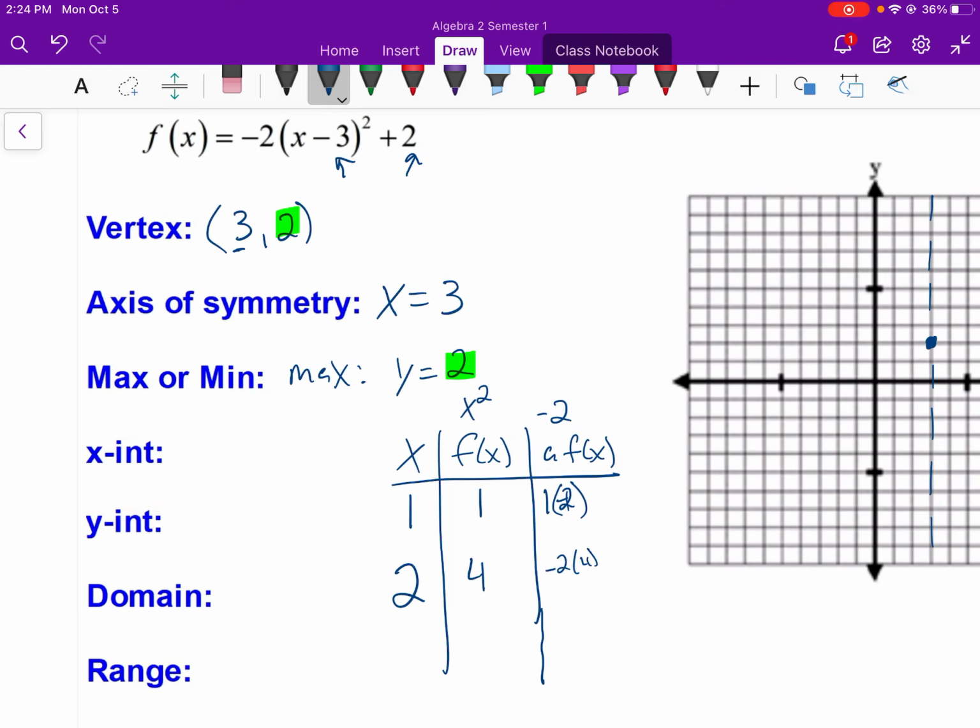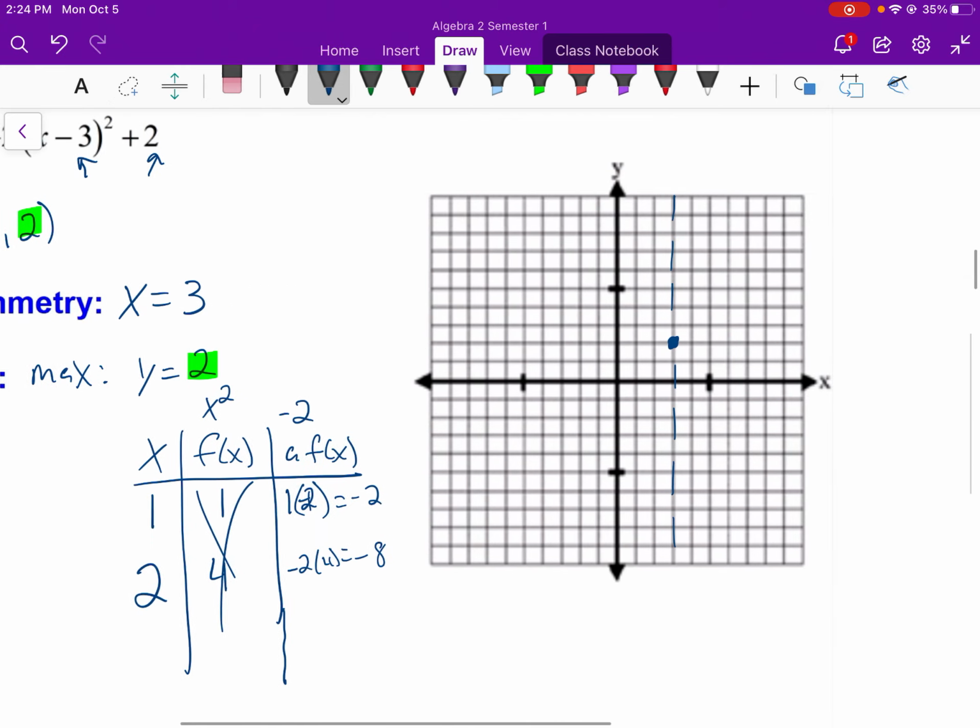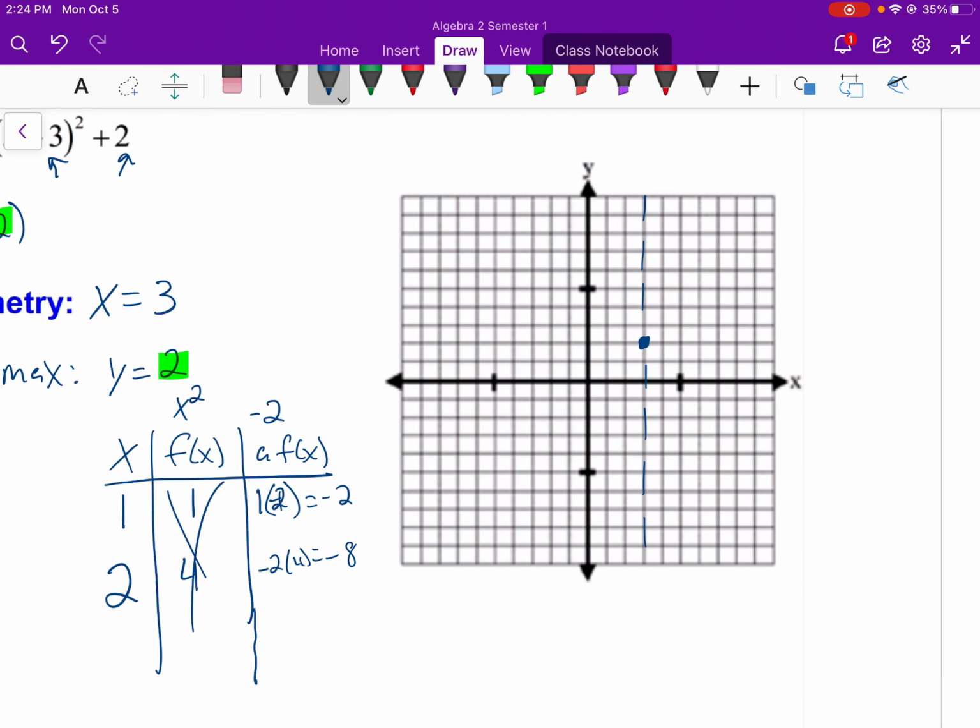And then negative 2 times 4, which gives us negative 2 and negative 8. So we can ignore the middle column from there. We're going to go right 1, down 2, from the vertex. Now again, we said this is symmetrical, it's a parabola, so we're 1 away from the axis of symmetry, we can go 1 away there.